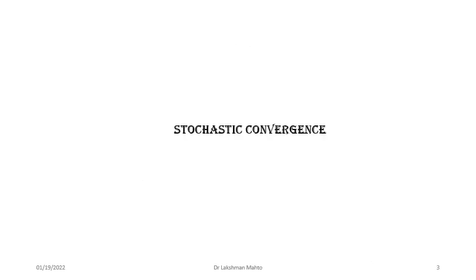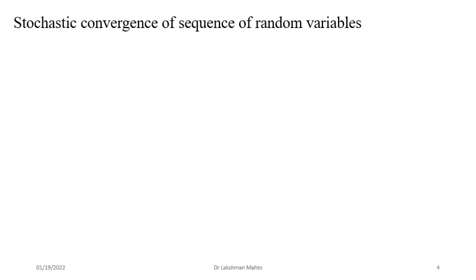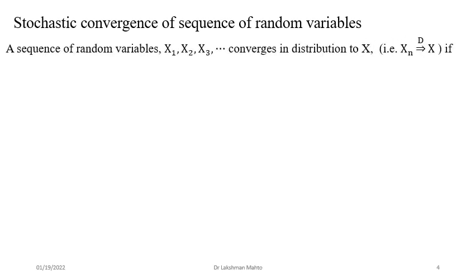So coming to the first part, the stochastic convergence of a sequence of random variables. Various notions we had already established, and I am recalling them again. Suppose you have a sequence of random variables X1, X2, and so on up to infinity. Then we say it converges to X in distribution, and in notation we denote this as Xn converging to X, with D above the arrow. So simply read it as convergence in distribution.